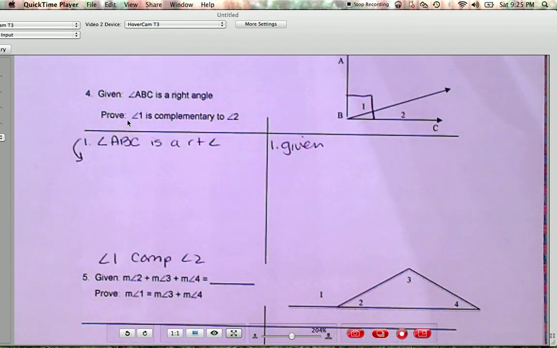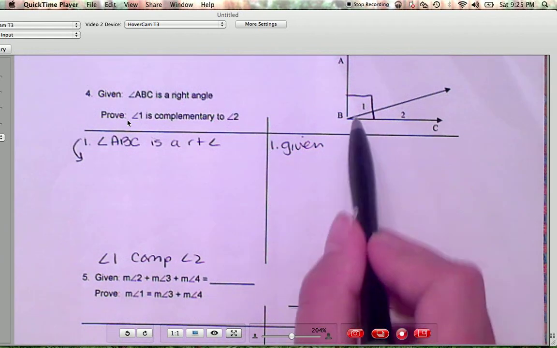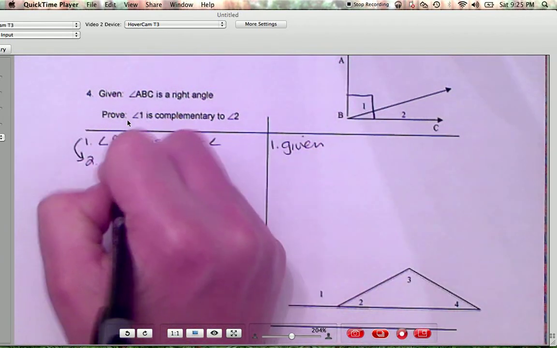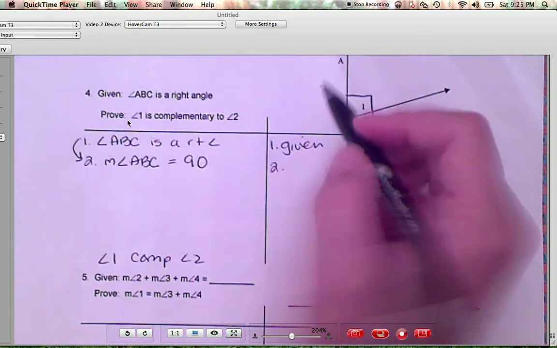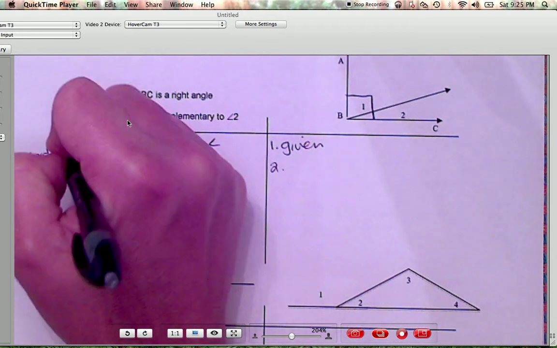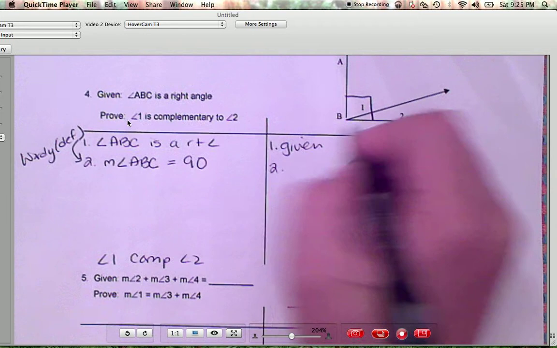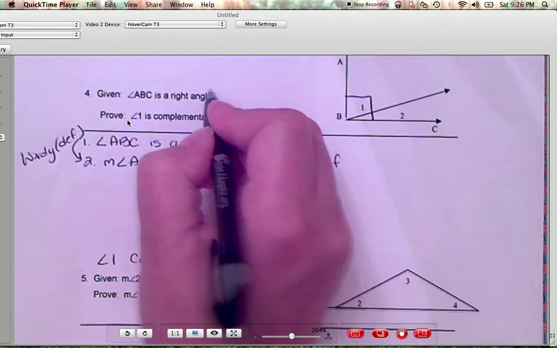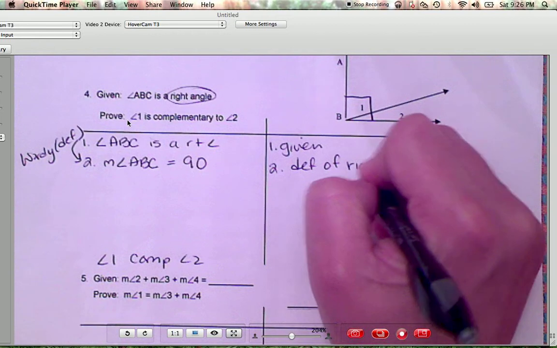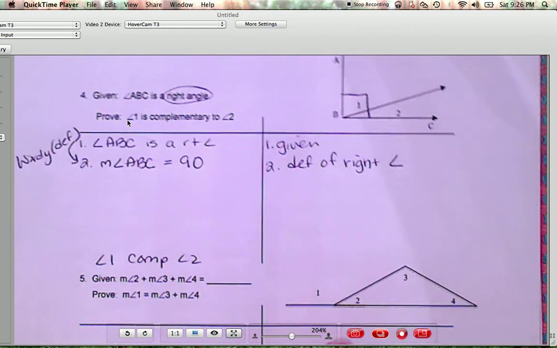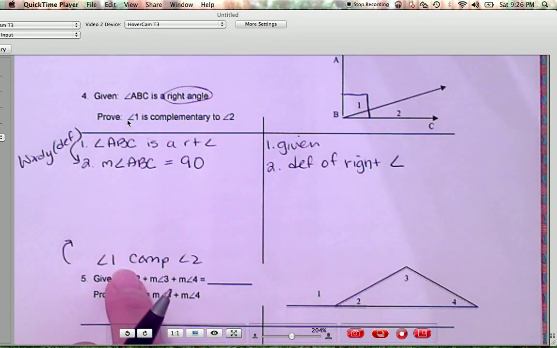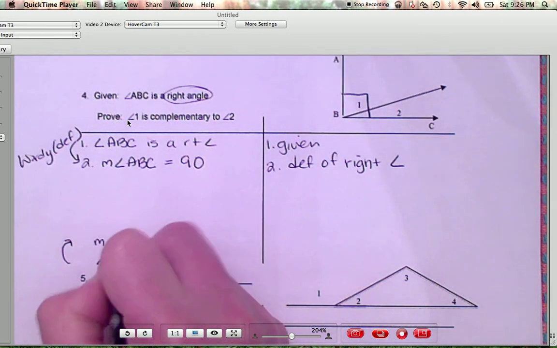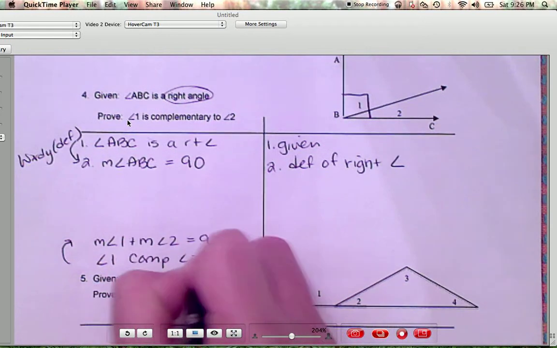So what does it mean if ABC is a right angle? What does that box mean? It means that the measure of angle ABC equals 90 degrees. And remember, when you're doing wordy statements, those are almost always going to be a definition. So that's definition of, and what word do you see? Right angle, definition of a right angle. Now, we can undo this one too. Complementary. What does complementary mean? Complementary means that they add up to 90. So we say the measure of angle 1 plus the measure of angle 2 equals 90.